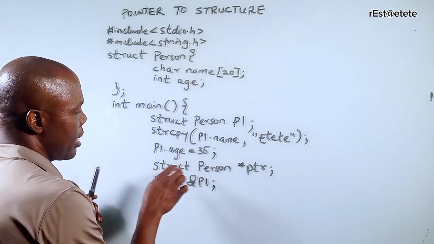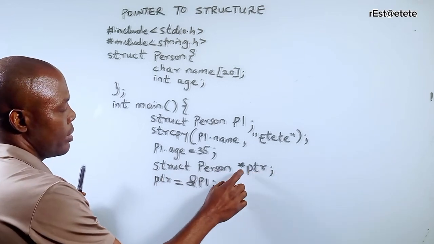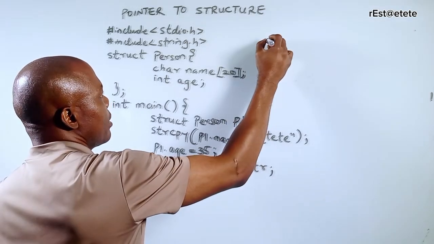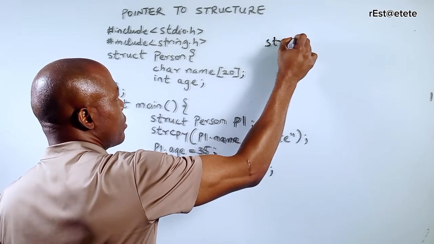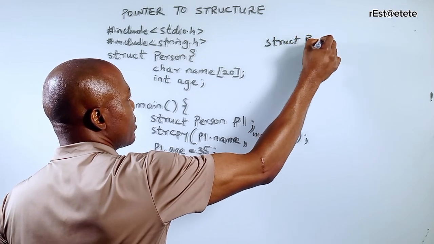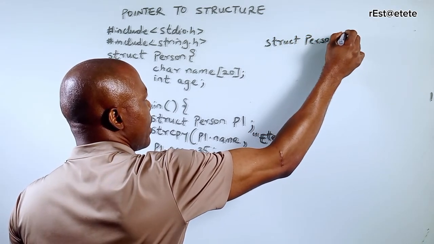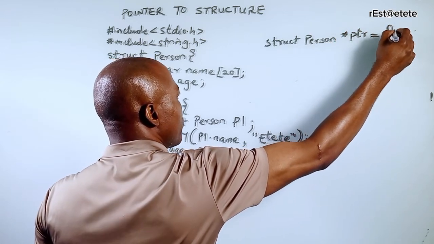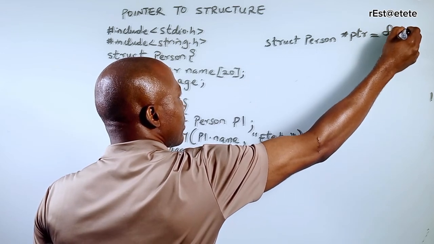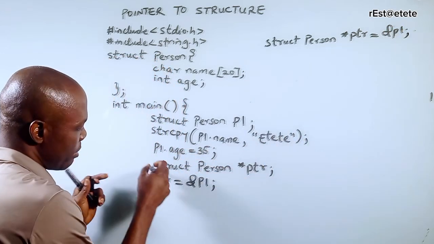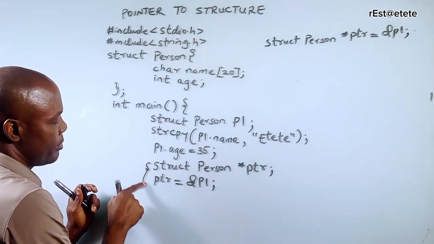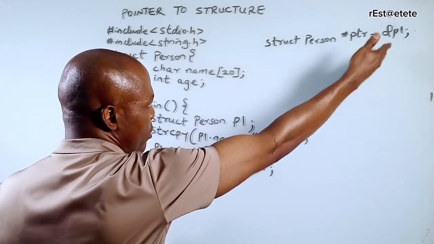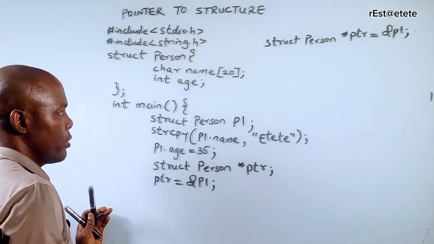So this is a pointer here, asterisk ptr. So this place can be written as struct person asterisk ptr, assign address of p1, right? The same thing. That's what I'm doing here. I could have written it by just putting this assignment operator and then putting this &p1 in front.